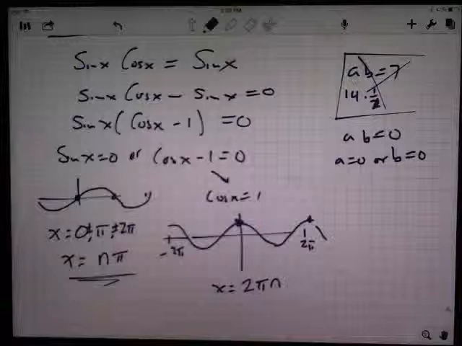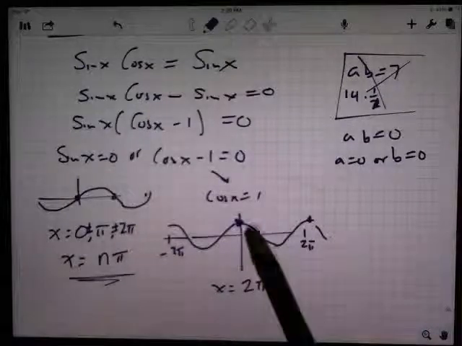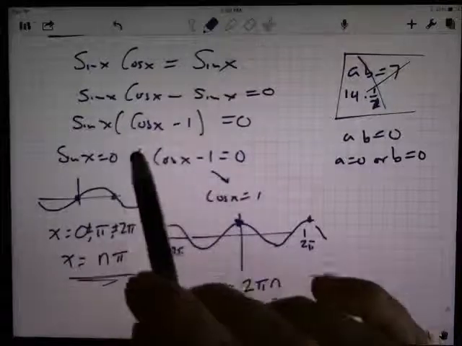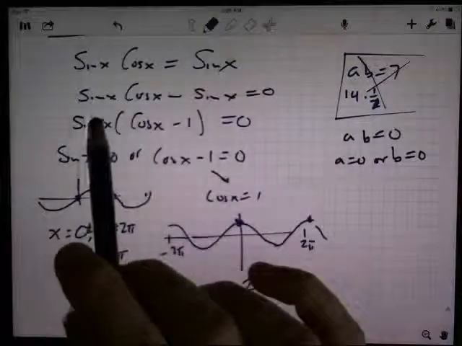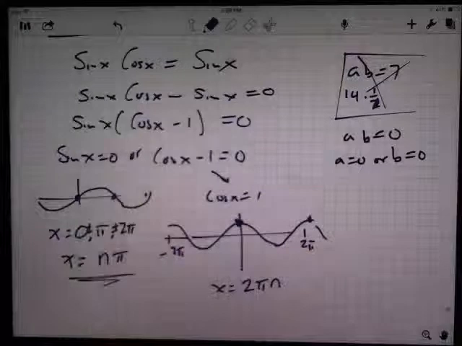Anyway, the idea here is that on some of these you're going to want to factor, get everything over to one side. Try not to divide by a trig function, because if you divided by 0 you just lost information.